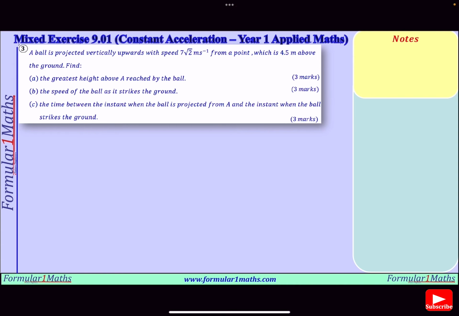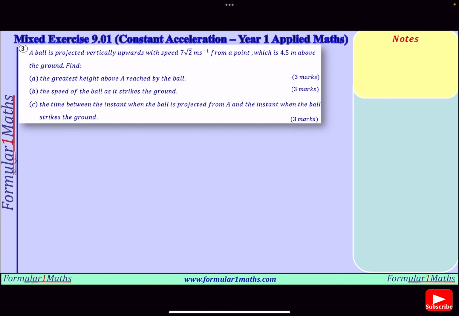Question 3. A ball is projected vertically upwards with speed 7√2 meters per second from a point A which is 4.5 meters above the ground. Find A, the greatest height above A reached by the ball. B, the speed of the ball as it strikes the ground. C, the time between the instant when the ball is projected from A and the instant when the ball strikes the ground. For questions involving constant acceleration in the vertical direction, there are two methods that can be used to solve the question.